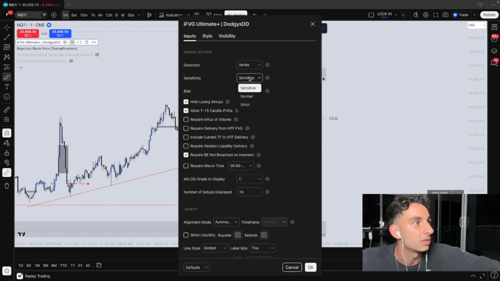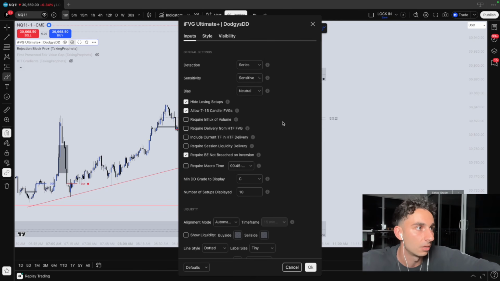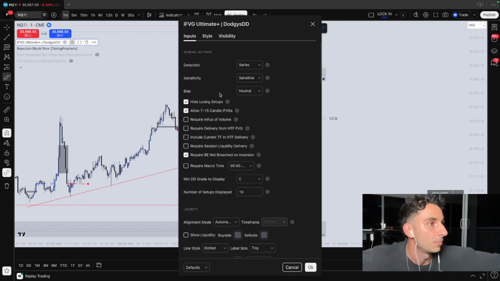I would put it on series, maybe go to normal if you're a beginner, and then maybe turn off allow 7 to 15 candles. But that's it. I wouldn't touch anything else, to be honest. There's no magic setting in this that's gonna make you 100% profitable. Backtest, figure out what works for you, copy these for now, experiment with these different ones, but that's all you could really do, right?